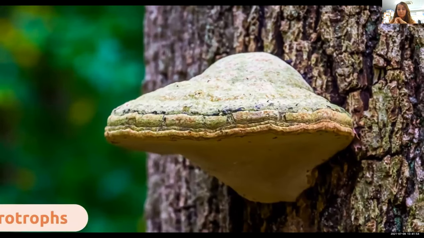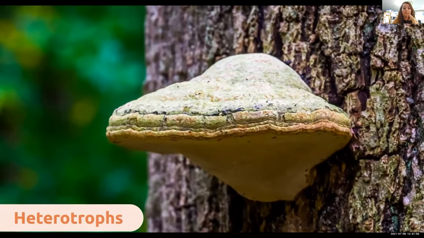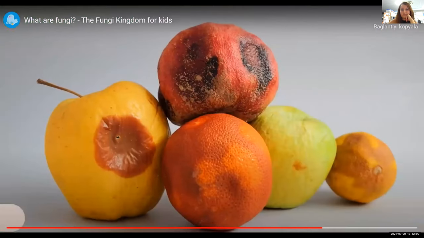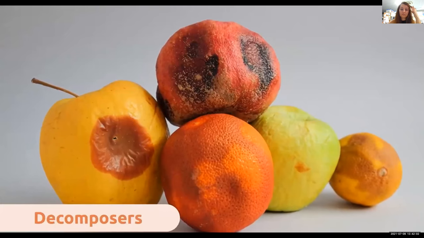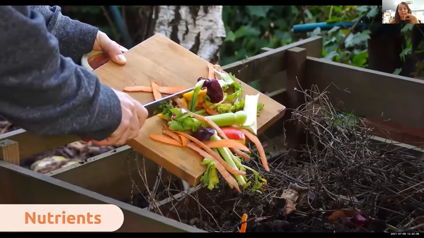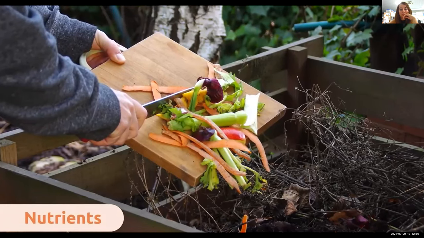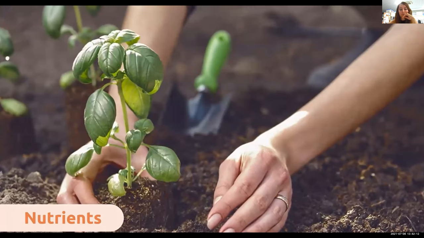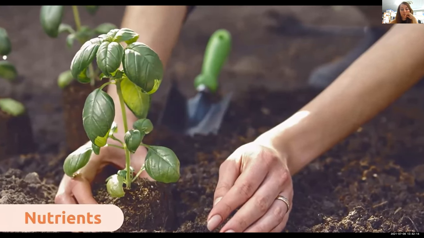Fungi are heterotrophs, meaning they feed on other living beings. That's why many fungi are decomposers. For example, some types of mold decompose fruits and vegetables to be able to feed themselves and grow. The substances they decompose are also sources of soil nutrients that plants and other living beings feed on.